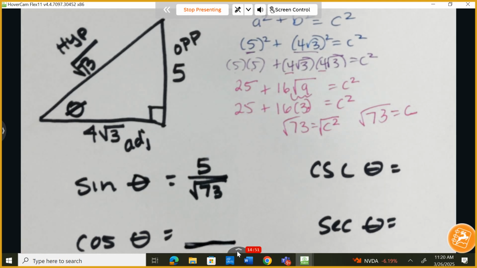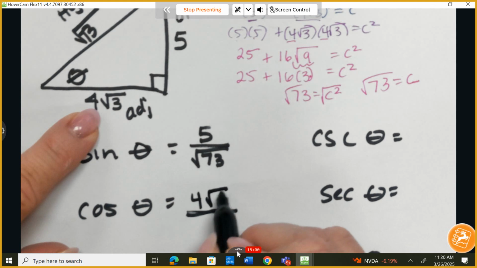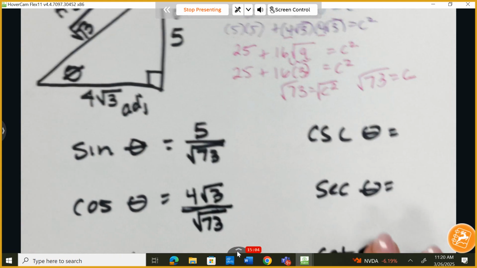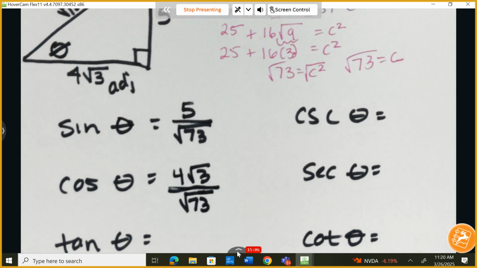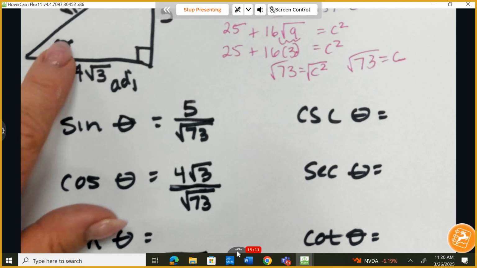Okay, here we go. Cosine is what? Turn to your partner, you have 5 seconds. What's cosine? What divided by what? What are the words? Adjacent divided by hypotenuse. So adjacent is 4 square roots of 3 over the square root of 73. Go ahead, please. Tangent is opposite over adjacent.